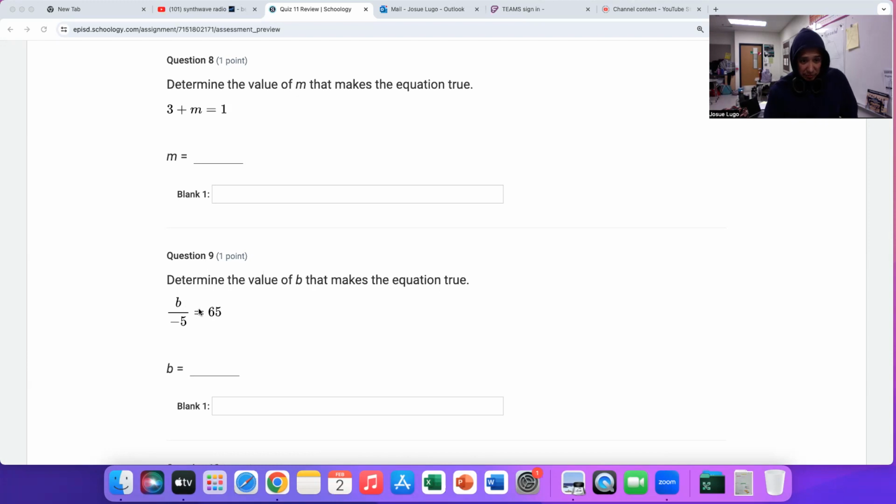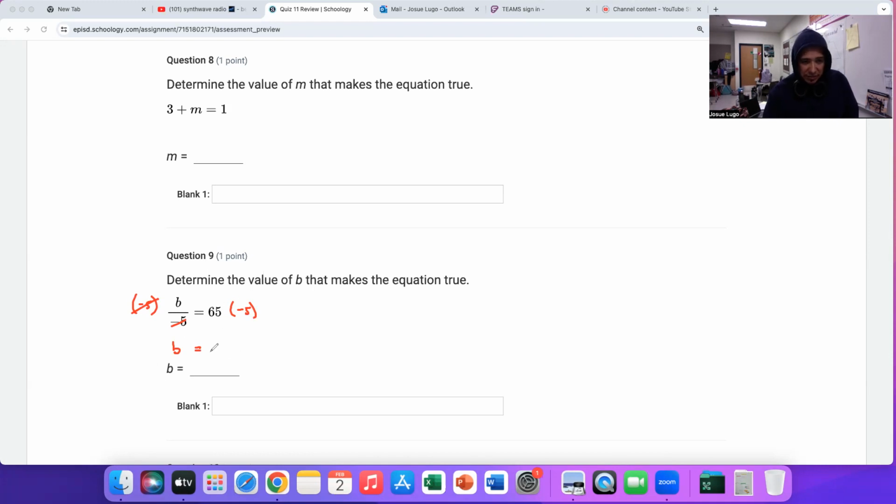We need to isolate the variable. So B is right here. So the opposite of dividing by negative 5 is to multiply by negative 5. All right. Whatever I do to one side, I do to the other. So I must multiply this by negative 5. So B will be whatever 65 times negative 5 is.